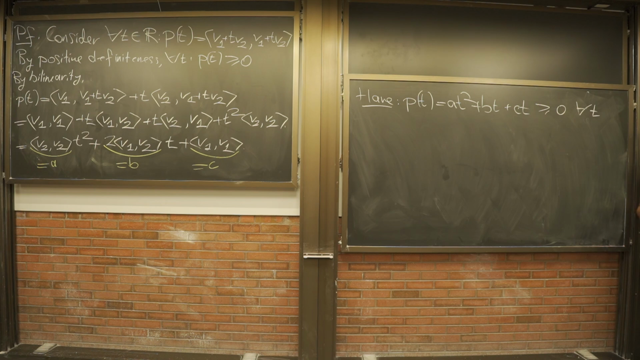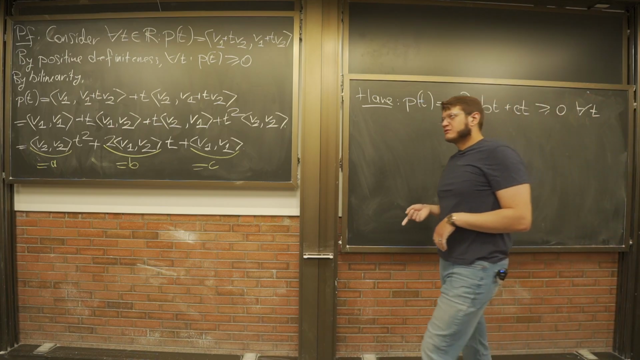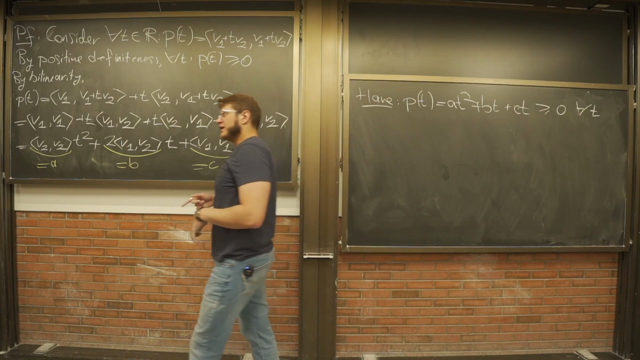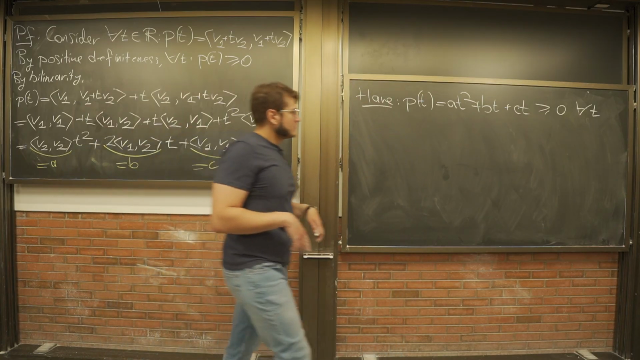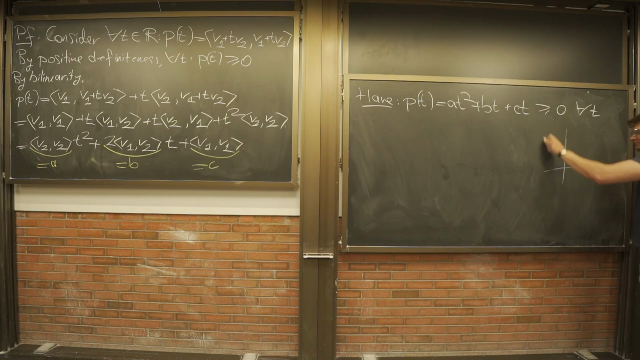What are the roots of this polynomial? There's a formula. It involves the square root. Inside the square root, what do I see? B squared minus 4ac, right? So this is a polynomial. I'm saying that this cannot happen.